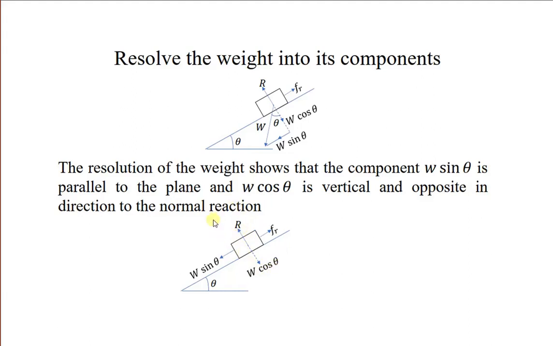So if we take and place the forces appropriately, we will have W cos theta acting downward, while normal reaction acting upward. The frictional force will oppose the motion because a body that is placed on an inclined plane has a natural tendency to move down. So we have W sin theta as the force moving the body down. So frictional force will oppose the motion.